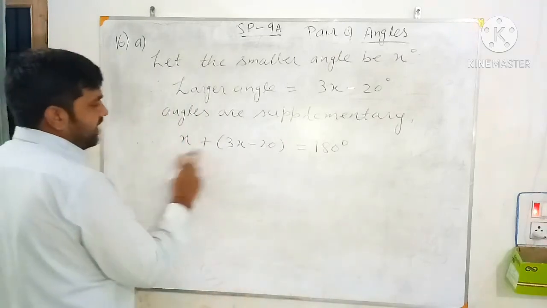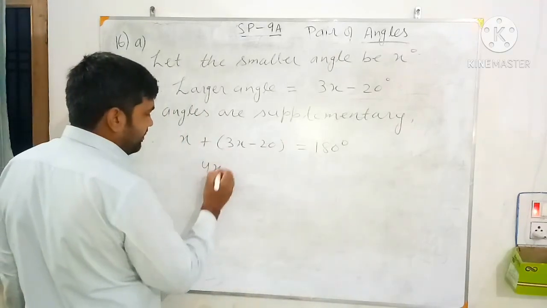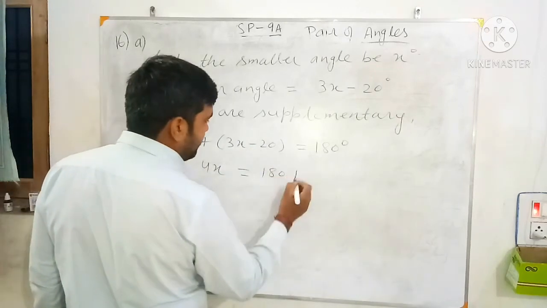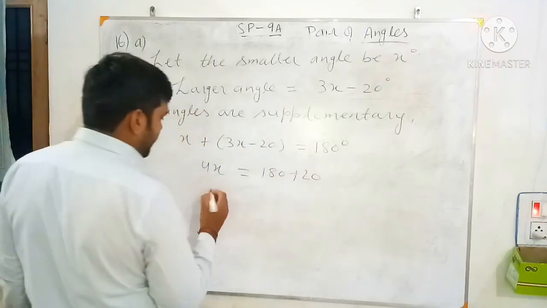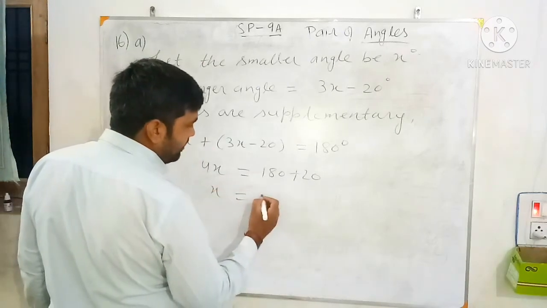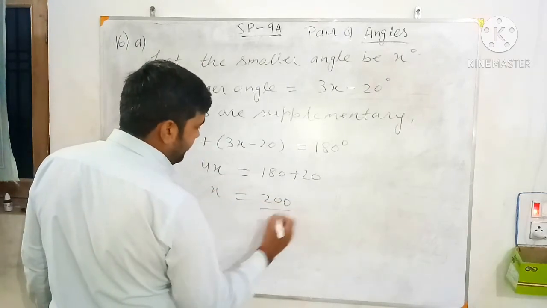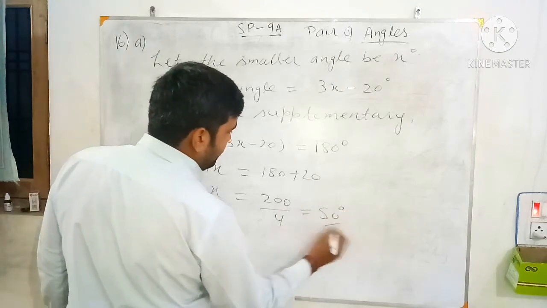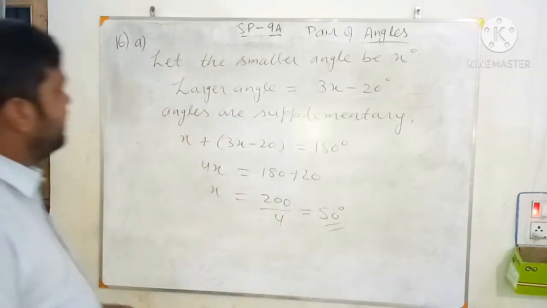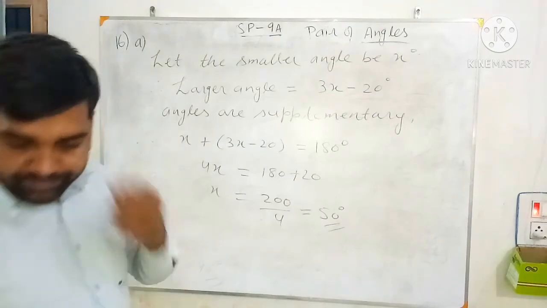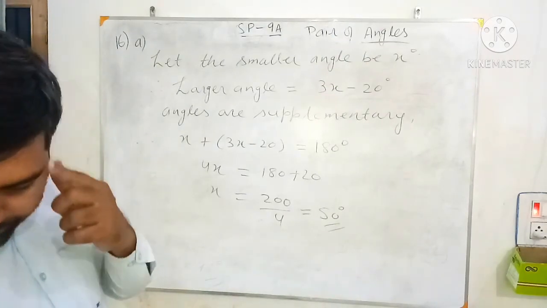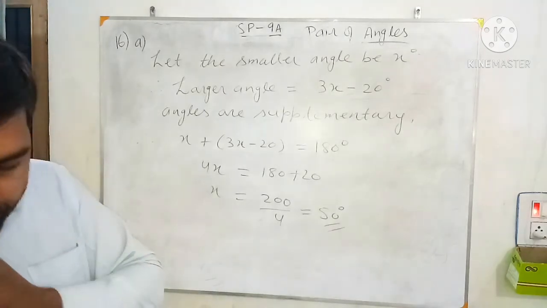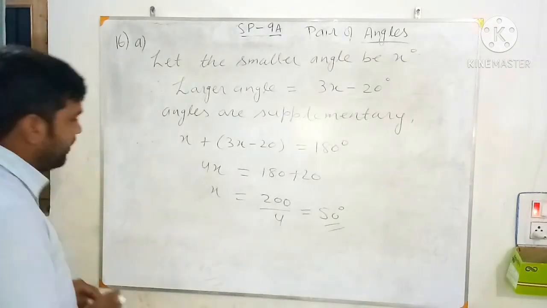Now open the bracket, x plus 3x gives you 4x, and when you transfer this minus 20 to the right hand side, it will be plus. So x is equal to what? 180 plus 20 gives you 200, divided by 4, that is 50 degrees. So the measurement of the smaller angle is 50 degrees.